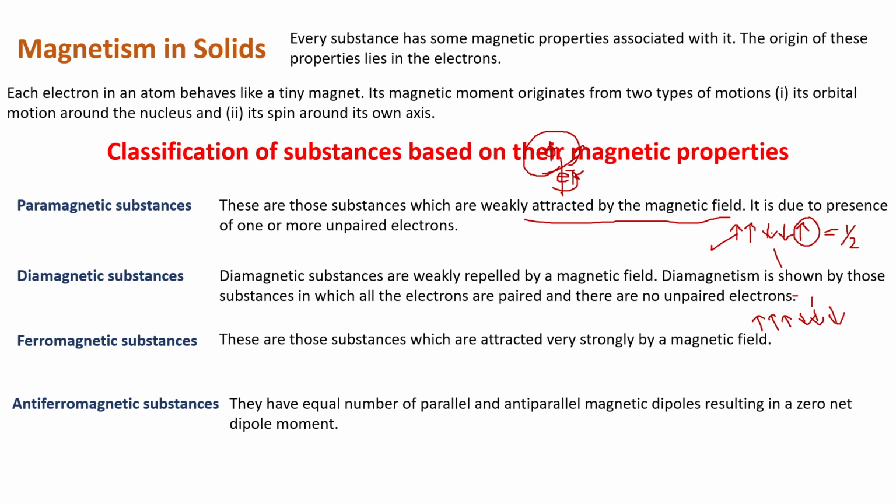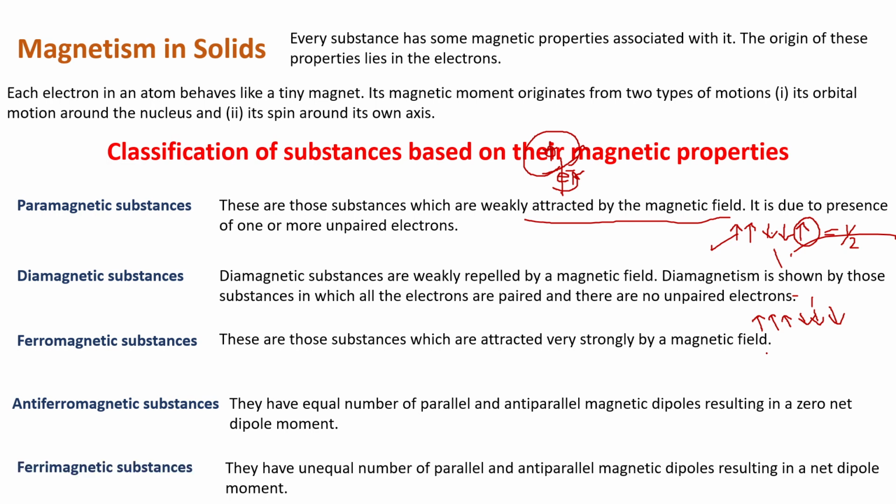Antiferromagnetic substances have an equal number of parallel and antiparallel magnetic dipoles. I showed you these arrows. These arrows are basically the magnetic dipoles because of the free electron. So either they will be S equal to half or S equal to minus half. The antiferromagnetic substances have S equal to plus half and S equal to minus half exactly equal. That means they have net zero dipole moment, and they won't show any magnetism.